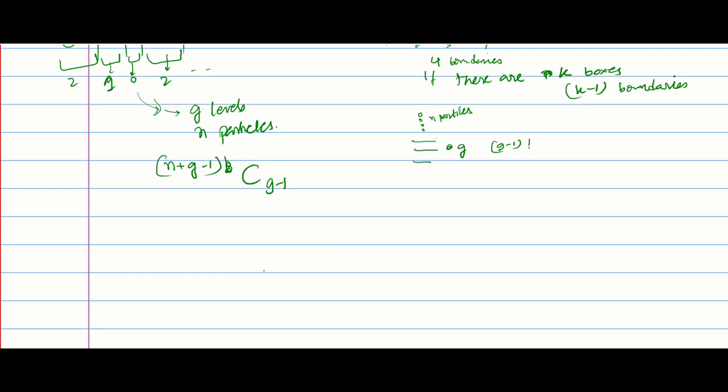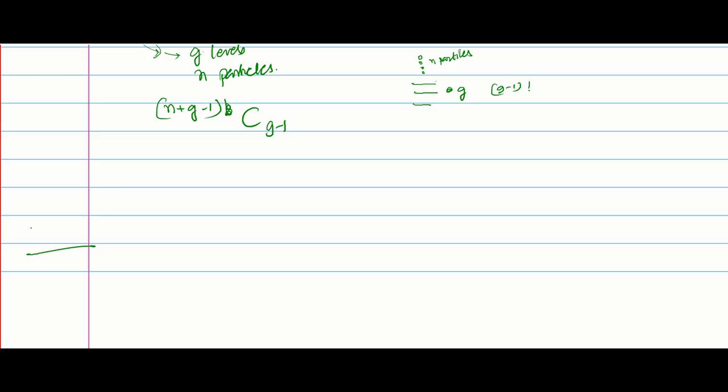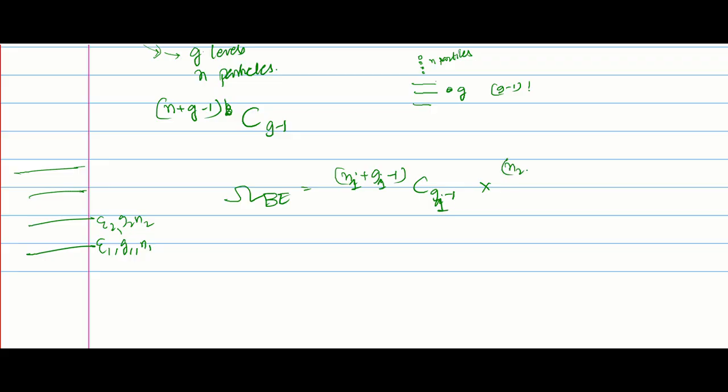So again back to that same setup. E1, g1, n1; E2, g2, n2. So what is the total number of ways? This is Bose-Einstein: (Ni plus Gi minus 1) C (Gi minus 1). This is G1 for the first level. Similarly, for the second level, it will be (N2 plus G2 minus 1) C (G2 minus 1), and so on.